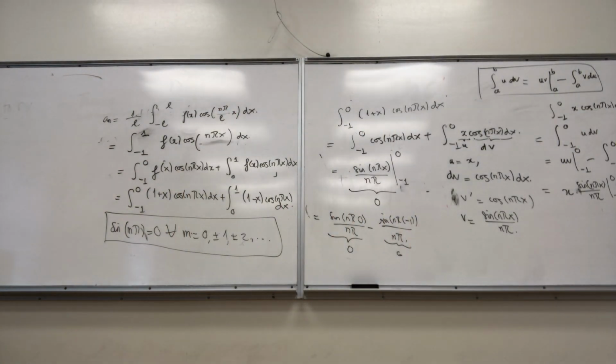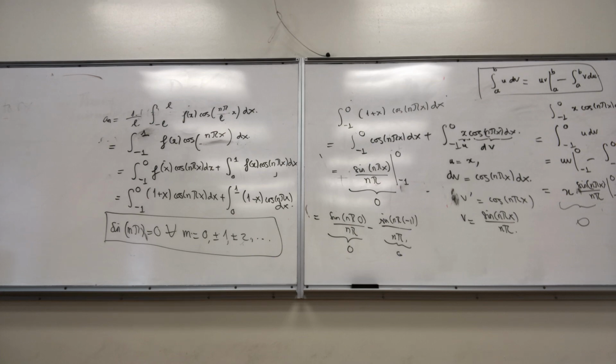Now I'm going to use the formula. So I have the integral from minus 1 to 0 of x cosine of n pi x dx is u dv, right? But this u dv will give me uv from minus 1 to 0 minus the integral from minus 1 to 0 of v du. So the first one will give me this. This is u and this is v. So this is 0 because of the formula over there, right? Sine of 0 will be 0, sine of minus n pi will be 0. So this is 0. So how can I compute the second one?